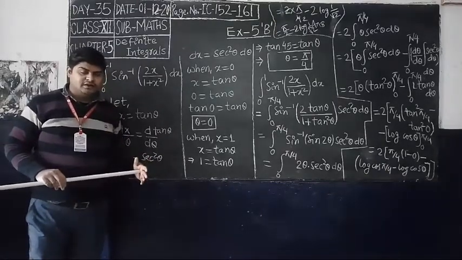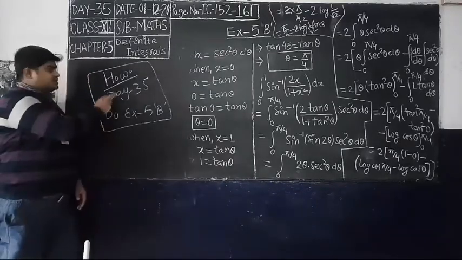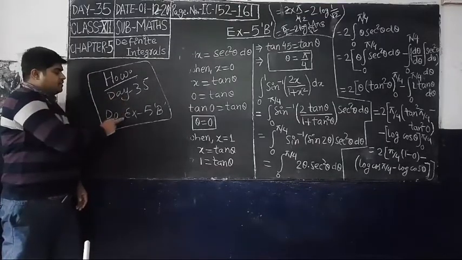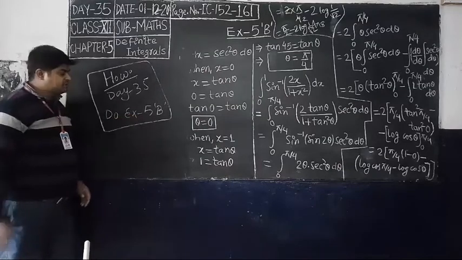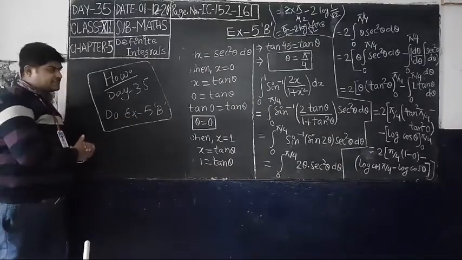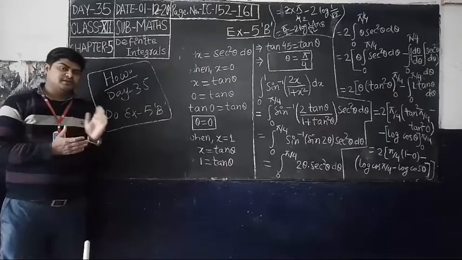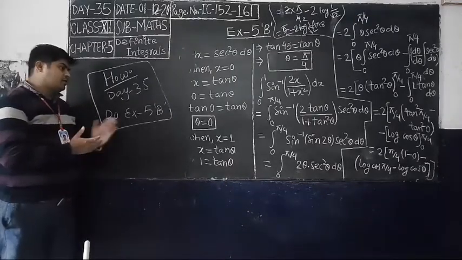Write down your homework. Students, this is your homework for day 35. Do exercise 5b. There are 51 questions in this exercise, so you will solve question number 1 to 51 at your home.